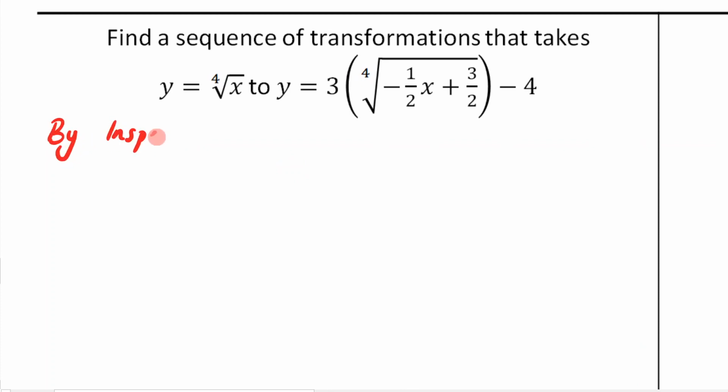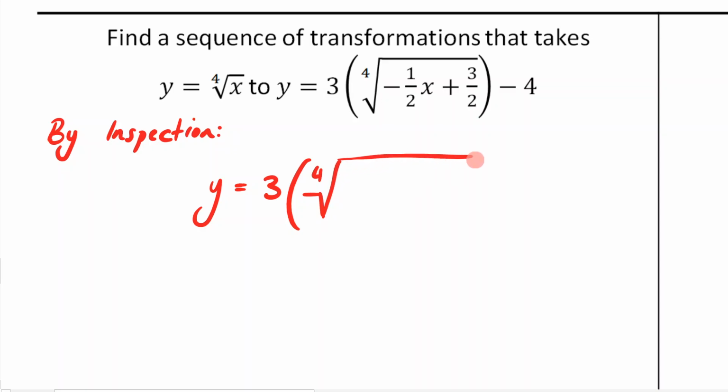Now remember, when you are determining transformations by inspection, the first thing you need to do is a bit of factorization. So I'm just going to rewrite this. Now this is a bit of a monstrosity. We've got a fourth root here. Now I'm going to take out this negative a half.